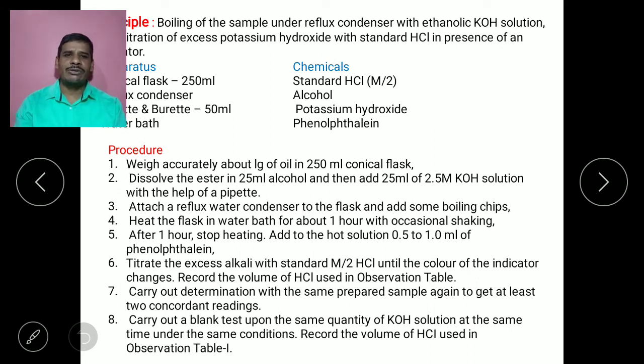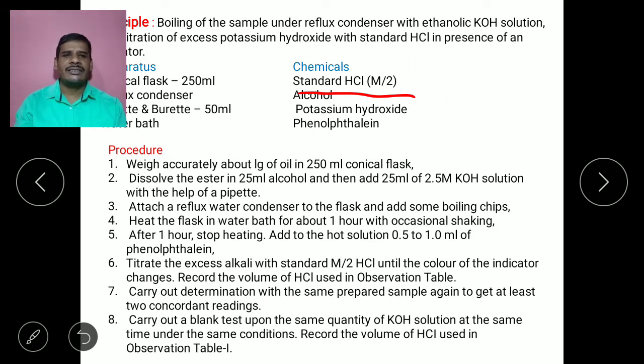Then which chemicals do we require? In this case a standard HCl, M by 2. Standard HCl means the normality of that particular HCl is known. Then second, alcohol is used. We know that oils are insoluble in water, hence NaOH or KOH should be prepared in alcohol. Hence the alcoholic KOH or NaOH is required for the neutralization reaction or the hydrolysis reaction.